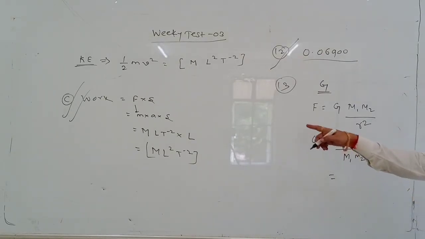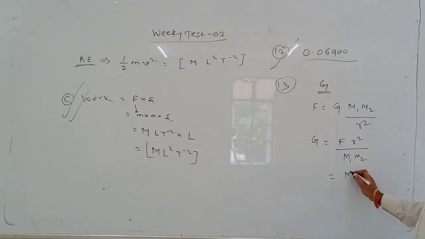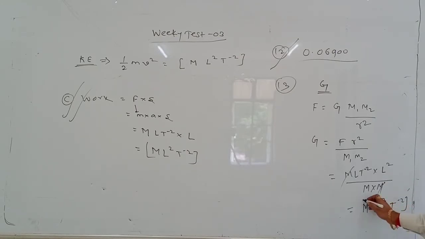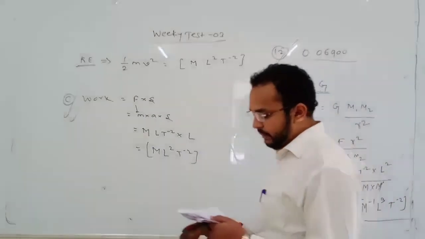What are the dimensions of force? M L T minus 2, kg meter per second square, into r square, that is L square, upon m1 m2, that is m square, m into m. One m cancels with the other m. When this m goes to the numerator, it will become M to the power minus 1. L into L square, it will be L cube into T to the power minus 2. So this will be the answer.